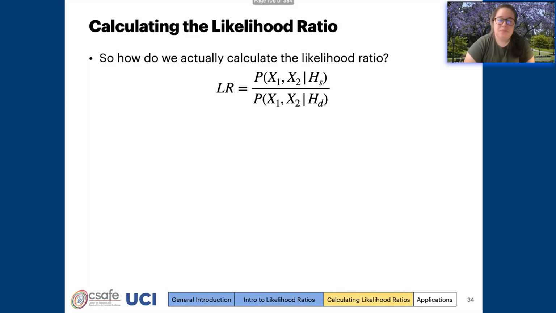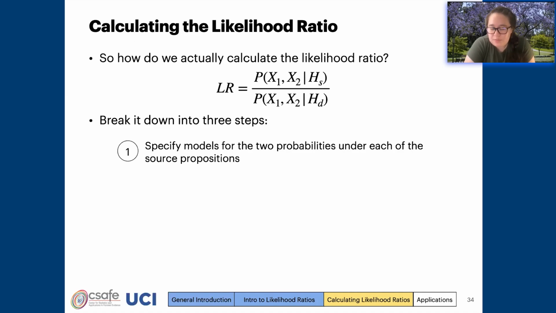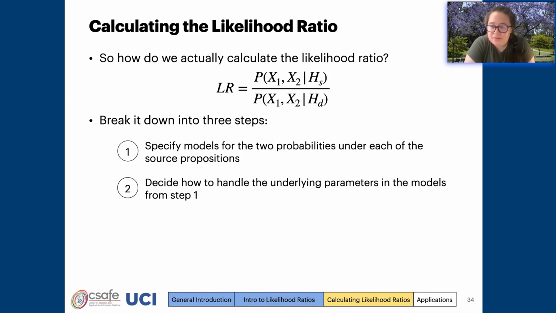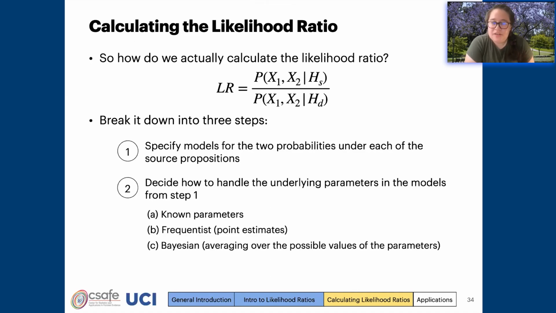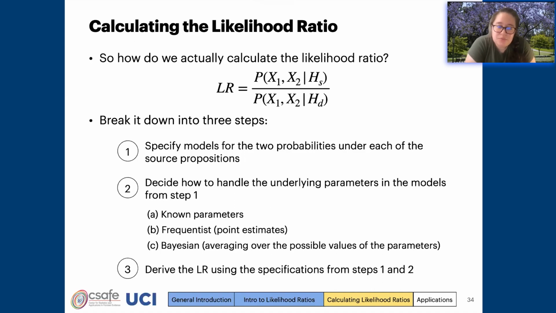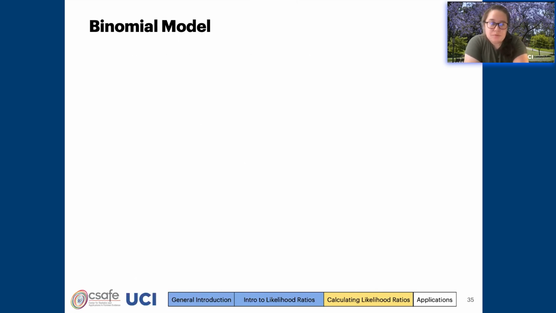So how do we actually do this? Here's the formula that we want to get, and we're going to break this process down into 3 steps. The first step will be we're going to specify models for the 2 probabilities under each of the source propositions. So specifically, these are the 2 probabilities that are in the likelihood ratio right up here. The second step will be we'll decide how to handle the underlying parameters in the models that we specified in the previous step. And we'll talk about 3 scenarios or strategies for doing this. The first will be, what if we're in this magical case where we know the parameters? What is the effect on the likelihood ratio? And then what if we do frequentist or Bayesian strategies? So we'll go through each of those. And then step 3 will be, we'll derive the likelihood ratio under whatever decisions we've made from the previous 2 steps. So let's start with step 1.